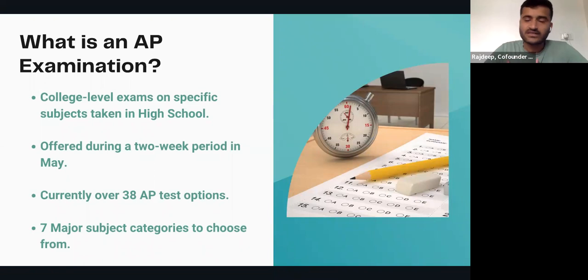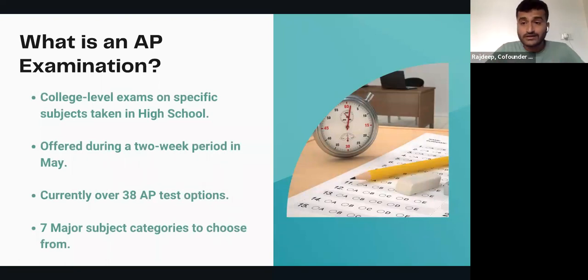AP exams are nothing but college level exams, which are taken on specific subjects in high school. They're offered during a 2-week period in May. Very, very critical point: unlike SAT, which is offered 5 times a year, unlike ACT, offered 7 times a year, this is offered only once a year, in the month of May. So there is a regular testing, there's a late testing. However, both of them happen in May itself.